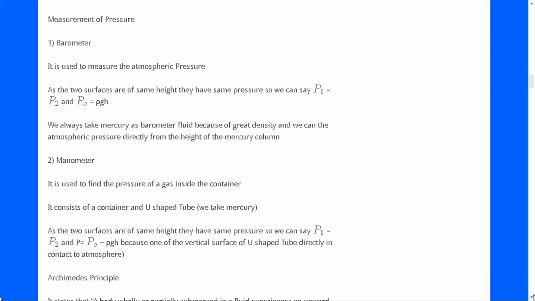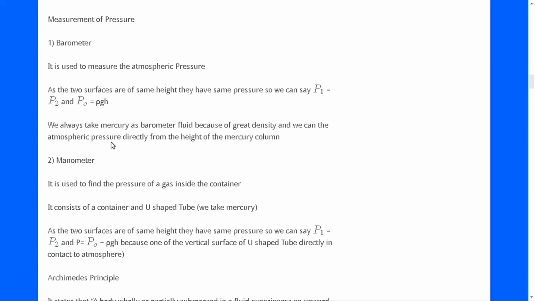In the barometer tube, we take mercury as the barometric fluid because it has great density, and we can say the atmospheric pressure is directly proportional to the height of the mercury column, as we have seen here. P0 is equal to rho GH. So P0 is directly proportional to H.